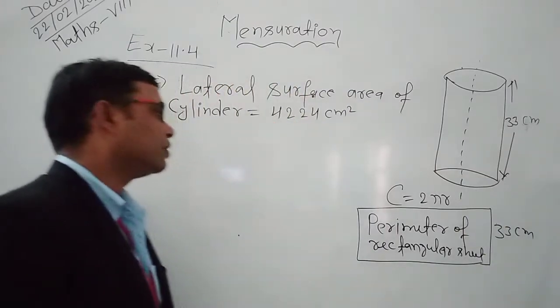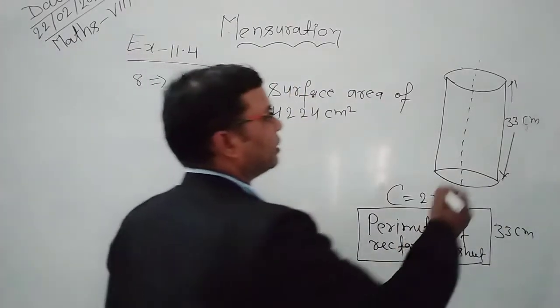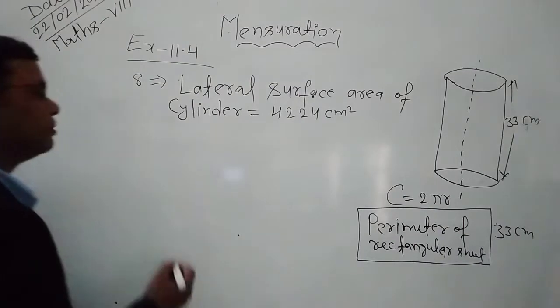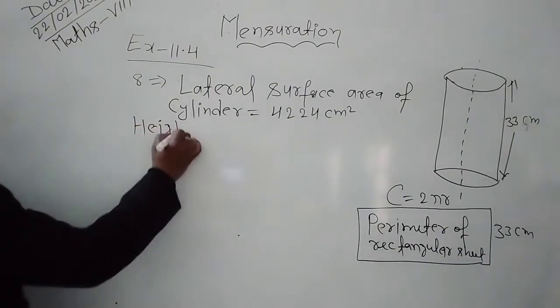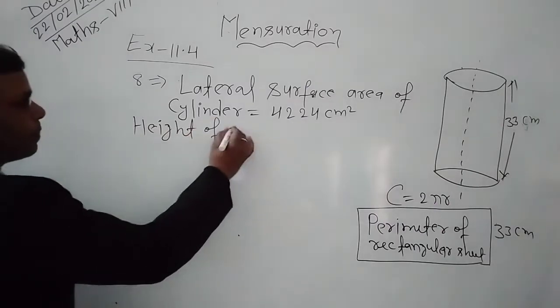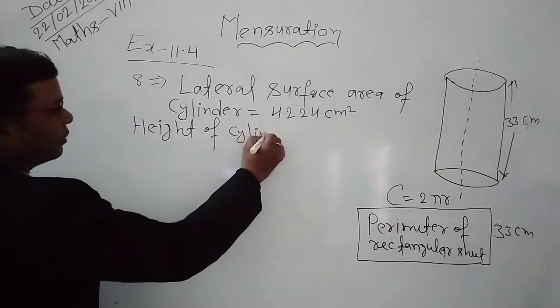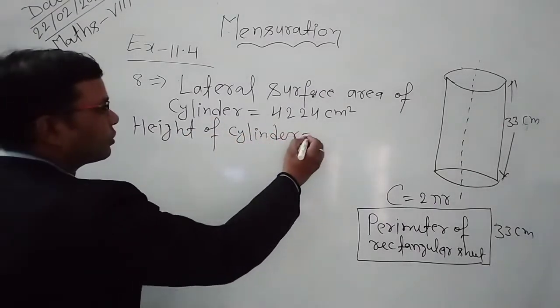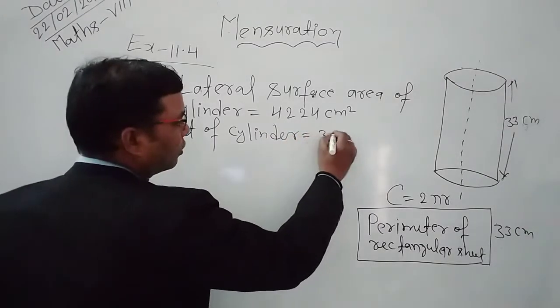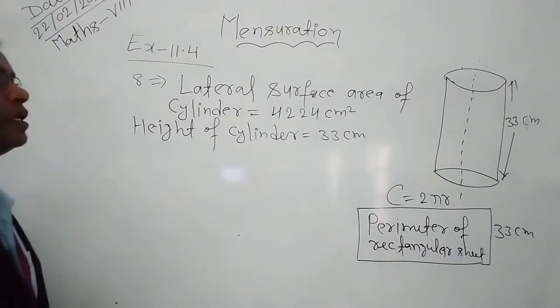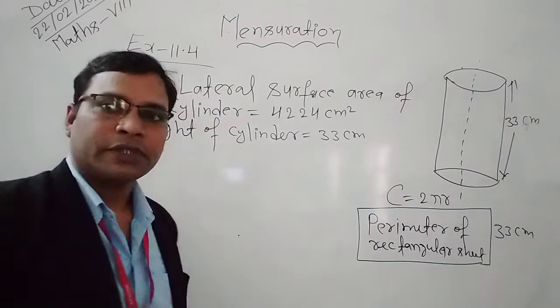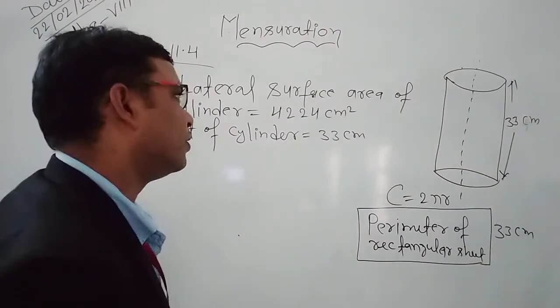And in this question, the height we obtained here: height of cylinder is 33 centimeter. Height of cylinder is equal to 33 centimeter. This is clear now.